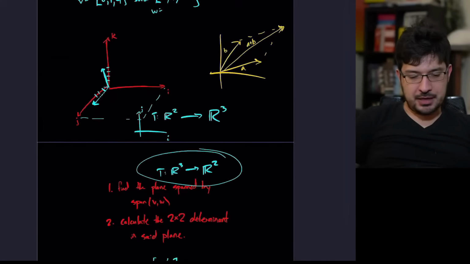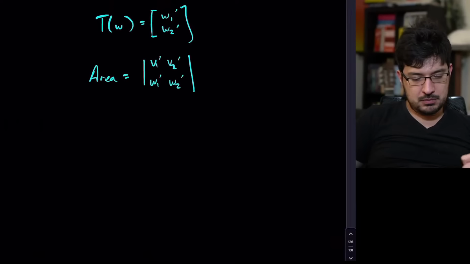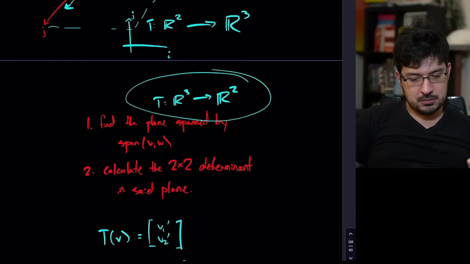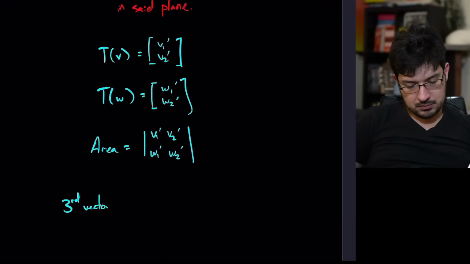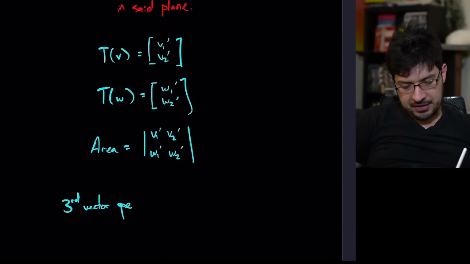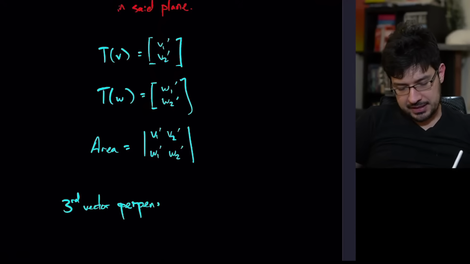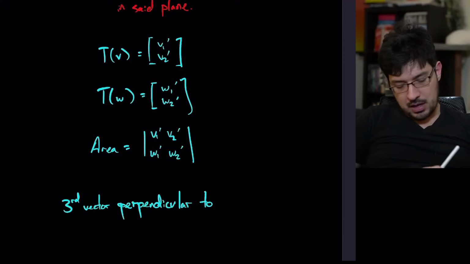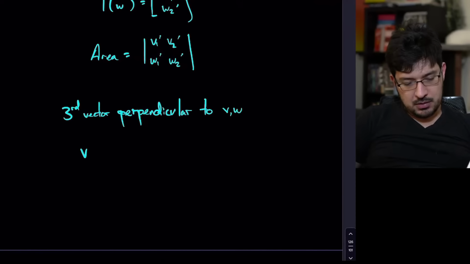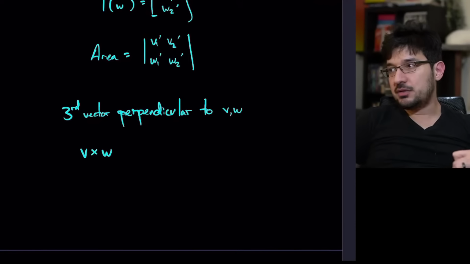Yo, I think I got it. We can find the third vector that would be perpendicular to V and W. That's the cross product of V and W.